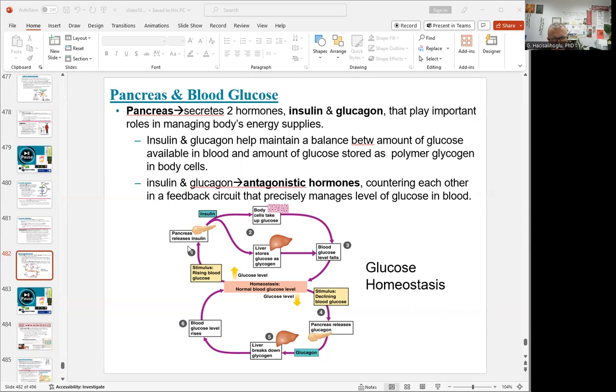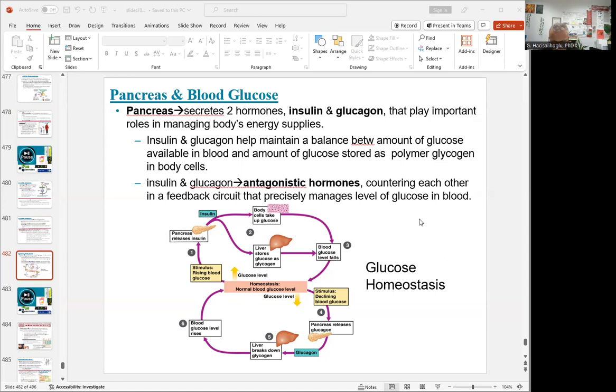As you see here, the pancreas releases insulin from the beta cells to lower the body's blood sugar levels. Glucagon does the opposite. If the glucose levels are too low, glucagon comes in from the pancreas and tries to make the liver break down more glycogen and make more glucose, so they increase the glucose levels.